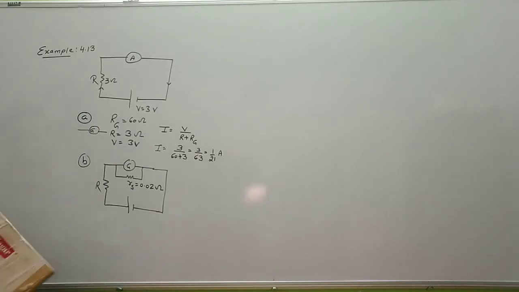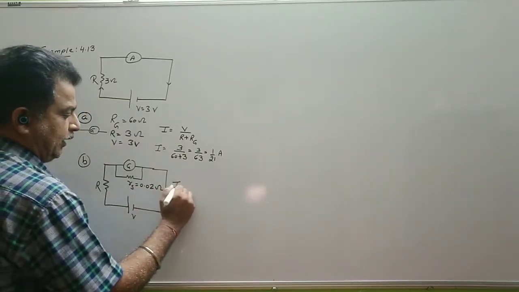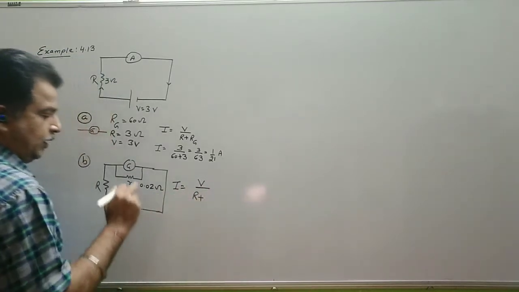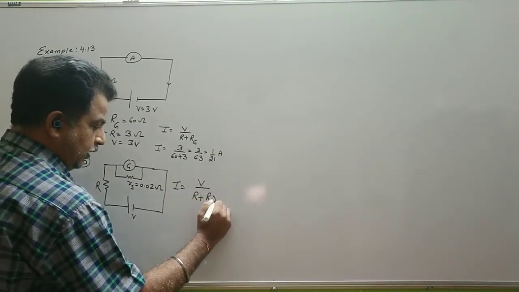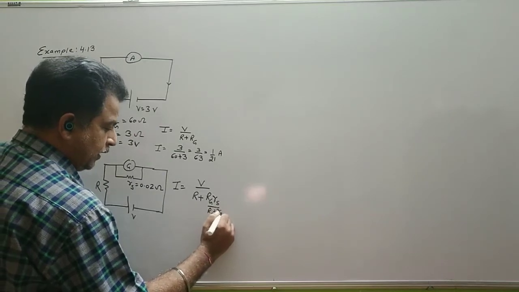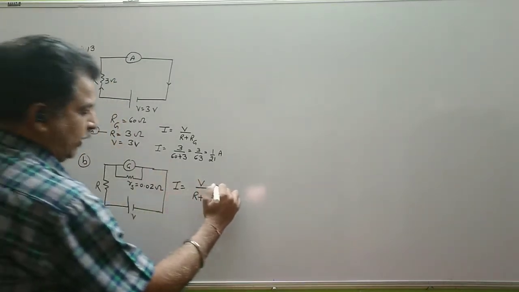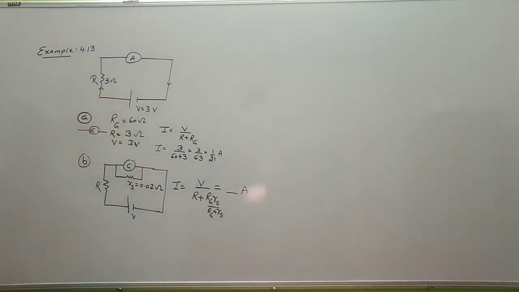So now in this situation, again the equation becomes I is equal to V upon R plus, now this is a parallel combination, so Rg Rs upon Rg plus Rs. So you substitute these values, you will get an answer in ampere. So it is a direct application of the numerical.